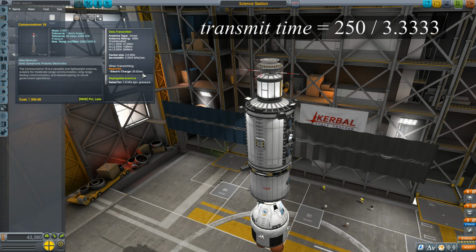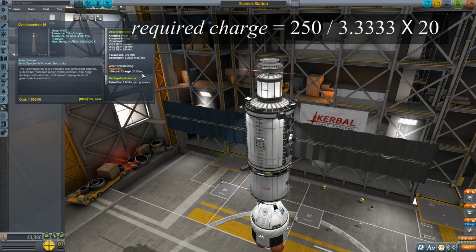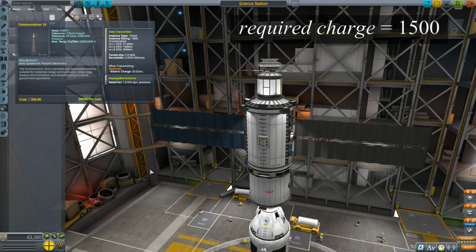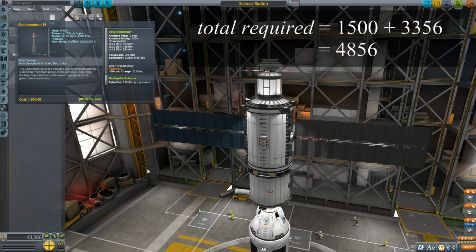So once we've done that dividing, we can multiply by 20, and that's how much electric charge is going to be required in order to transmit that 250 units of science, and that just turns out to be 1,500 units of electric charge. And if I add that on to what I already worked out from last episode, that this thing needed to have 3,356 in order to get through the night, all that adds up to about 4,800, 4,900, let's call it 5,000 electrical units of storage that this thing would require.